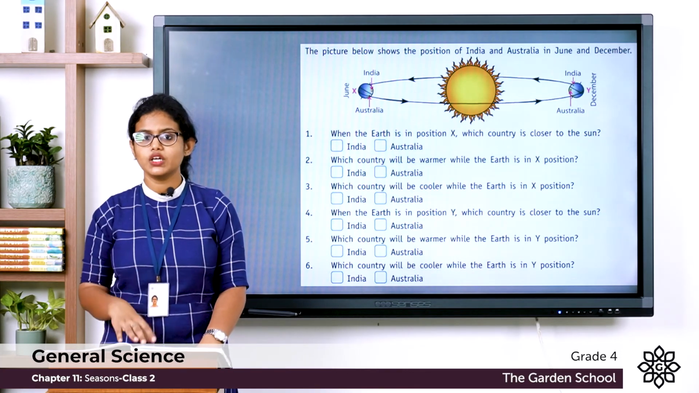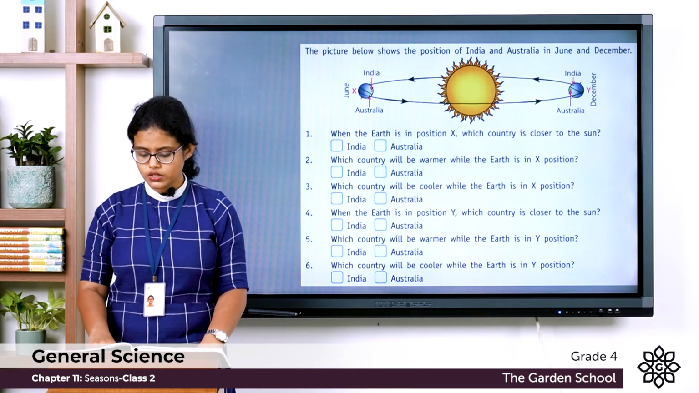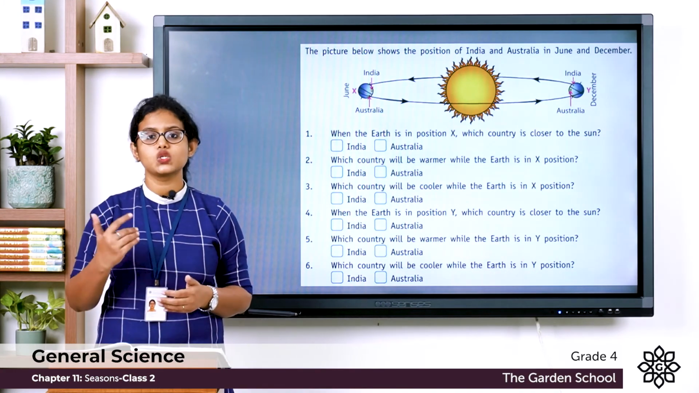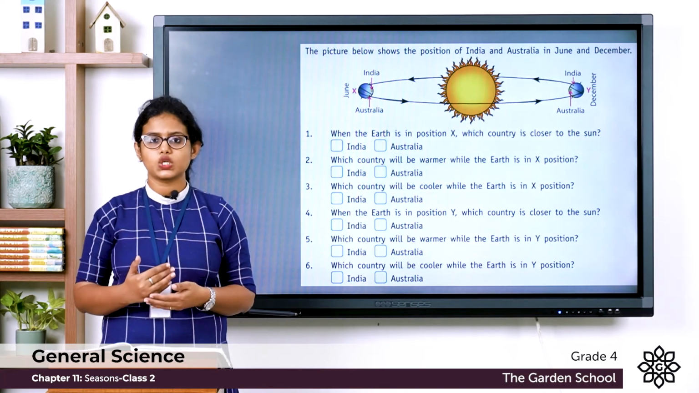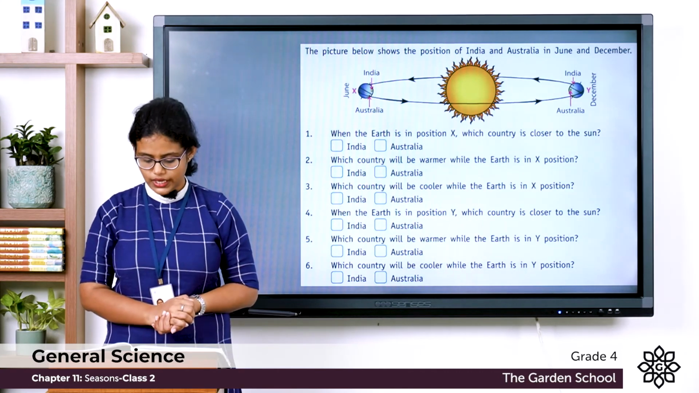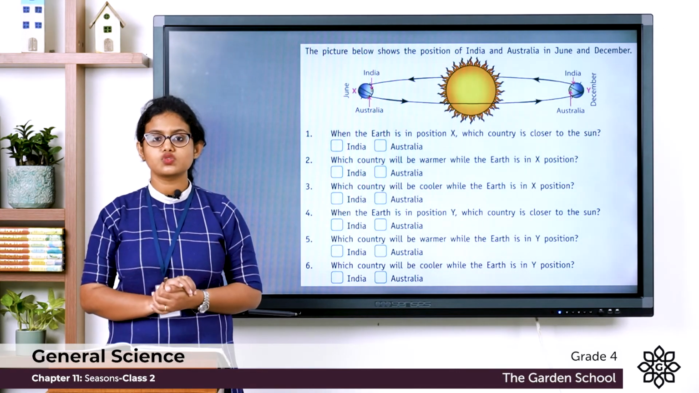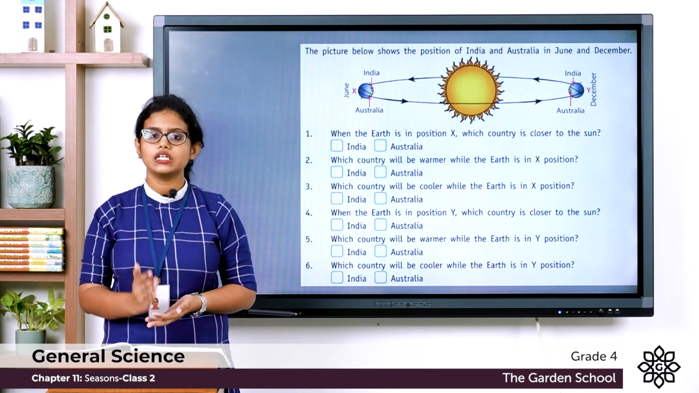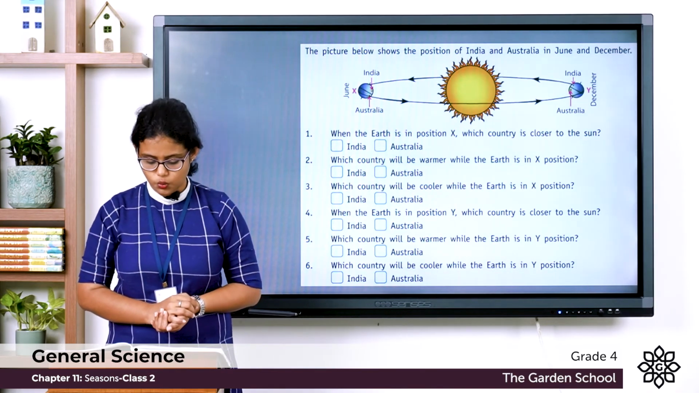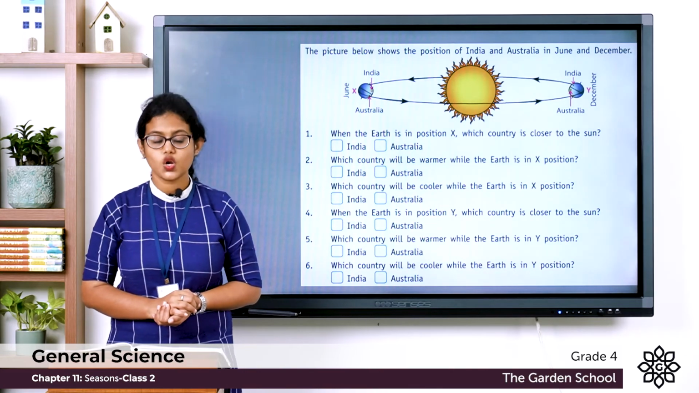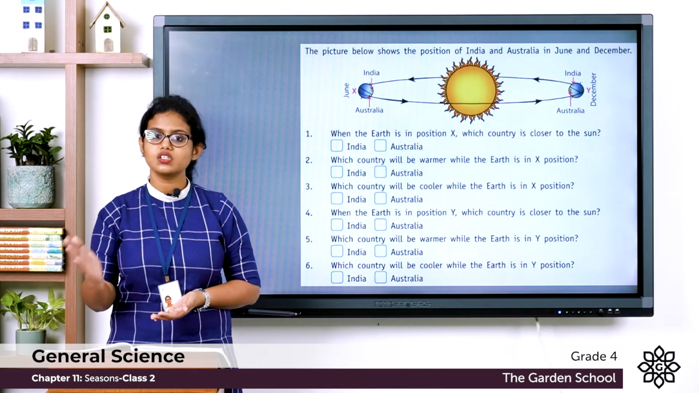Tilt. So what is the meaning of tilt? Sloping position in which one side is lower than the other. One side is lower than the other. Then direct rays. Rays of the sun falling straight on a place. That is the direct rays. Then what is slanting rays? Sloping rays of the sun, which is not direct.